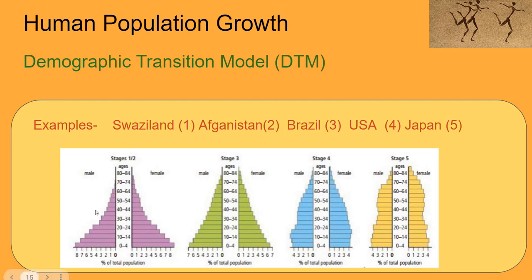So I said Swaziland was like this, very large base, steep slopes. Very steep slopes here, but not quite as large. This is Brazil, maybe stage 3. United States, maybe we're stage 4, heading towards stage 5. And Japan, which we saw has a negative birth rate, is actually NIR negative, is actually decreasing in population.